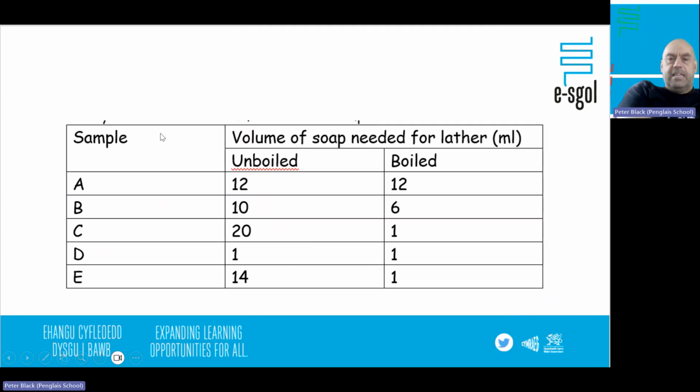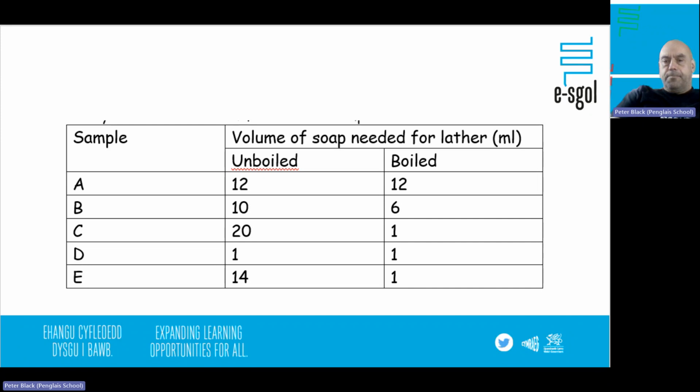So you can see here, I've got some examples of some waters, A to E, and you'll notice that I've got an unboiled value and a boiled value. I'm going to ask you a quick question first. This catches people out quite a lot. Which sample of these waters, A to E, is actually the hardest water?